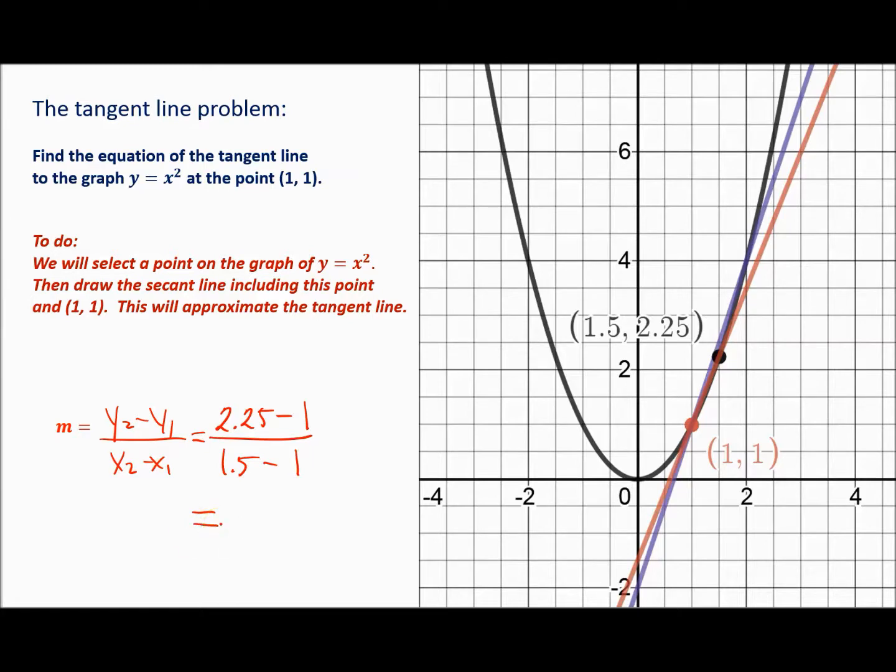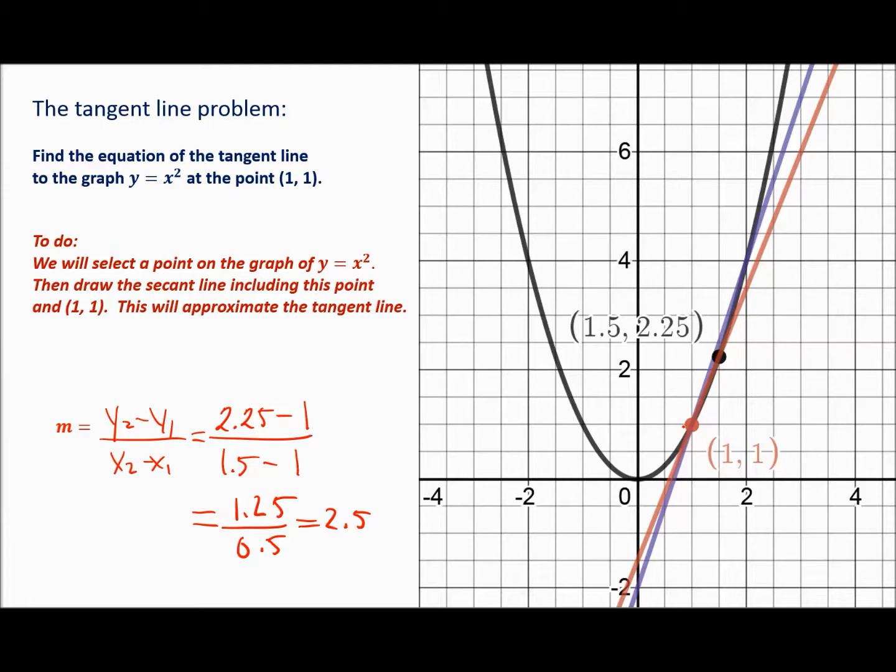And I simplify this, so 2.25 subtract 1 is 1.25 divided by 0.5 when I subtract in the denominator. And this gives me a slope of 2.5. Now remember, the slope of the purple line was 3. The slope of the red line, which is a little bit of better approximation, is 2.5. Now, is that enough to tell us what the slope of the tangent line might be? No, not really. So let's plug in another point even closer.